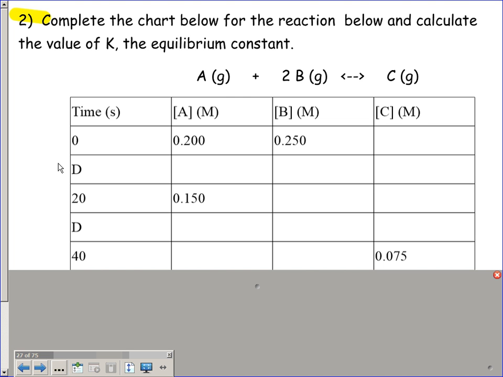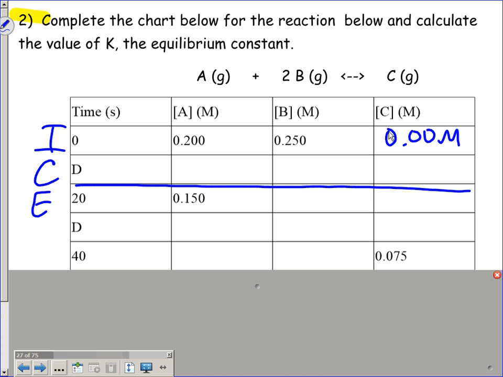So your initial concentrations for A and B are 0.2 and 0.25. Your initial concentration for C here, assuming, is what? 0, because you're not given any concentration information. So over time, this is 0 time, this is delta, meaning change. Here, I'll actually say ICE here. This is my initial, this is my change in time, this is that equilibrium. We assume it's at equilibrium, but I'll show you how we know that in just a second. So, what's my change over time here?